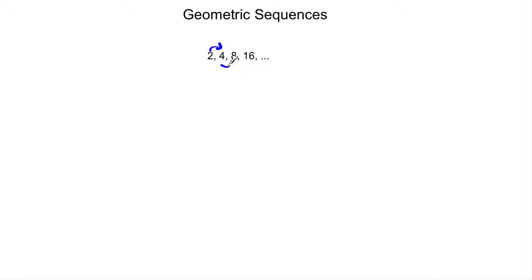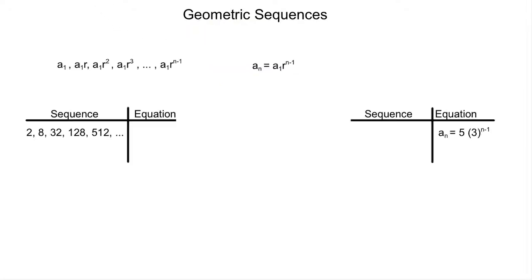However, if I look at each term, what I'm actually doing is multiplying the preceding value by 2. So I'm multiplying each value by 2. When we have that multiplication, that's a geometric sequence. And we call that multiplication the ratio, the common ratio. So here's the general form, and we multiply by r, which is the common ratio.